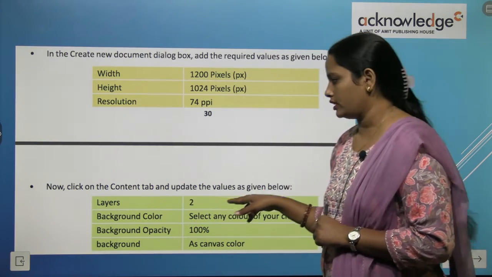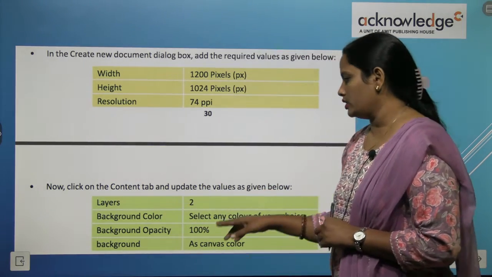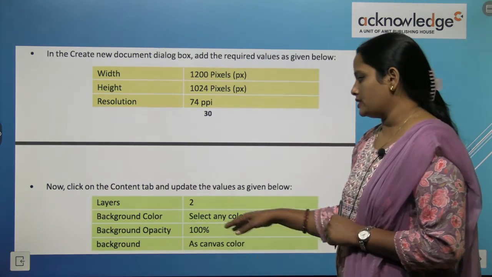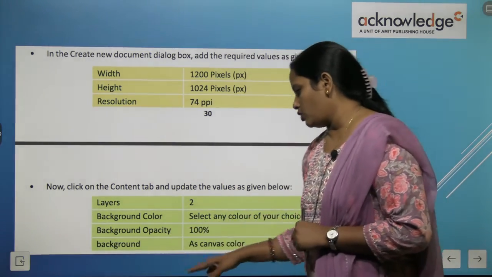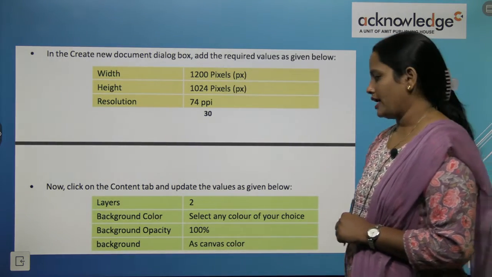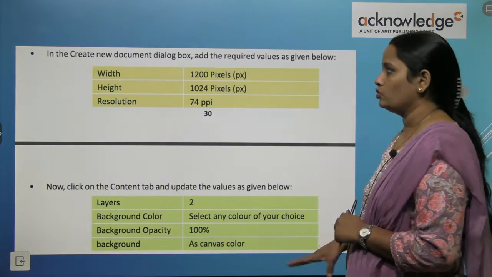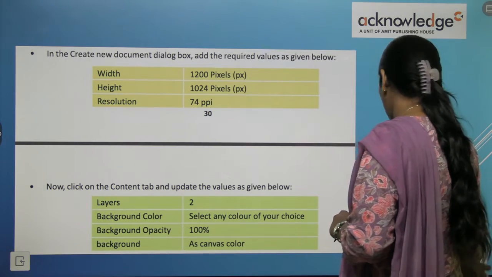Layers हमने दो डालने थे तो वो हमने डाल दिए. Background color क्या होना चाहिए? Select the color whatever we want. Background opacity should be 100% and background of canvas as canvas color. So these are the necessary changes that we have to do in our animation.